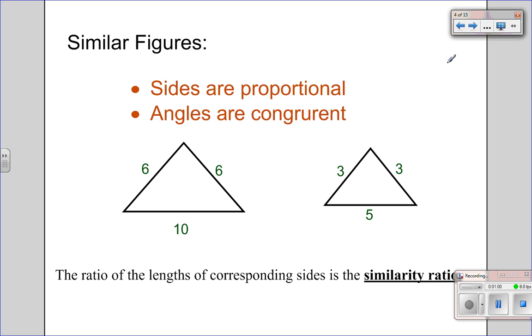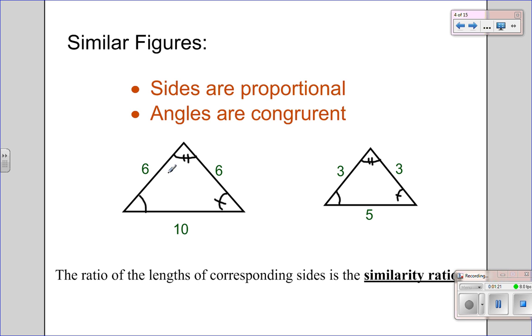In similar figures, the sides are proportional and the angles are congruent. So all corresponding angles are going to be congruent. This angle here will be congruent to this angle here. This angle will be congruent to this angle. And finally, this top angle will be congruent to this angle.